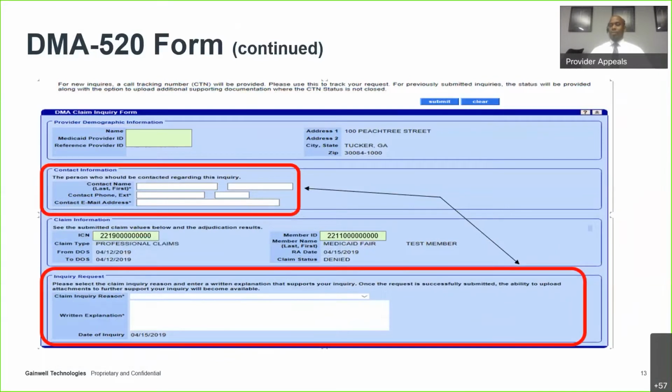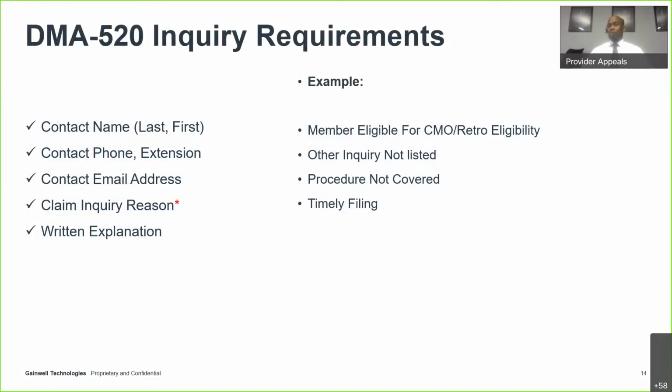All right, so this is what the form looks like on the web portal. You'd want to complete it with your contact details: telephone number, first name, last name of whomever is the person responsible for the follow-up on the DMA 520. Make sure your claim number shows clearly there, and the member ID. And then be sure to be detailed in the written explanation box as to what specifically we need to look at. Again, please be very detailed as to what we need to look at. And then you'll submit it, and there will be a tracking number provided.